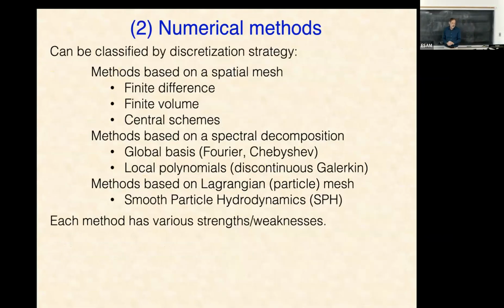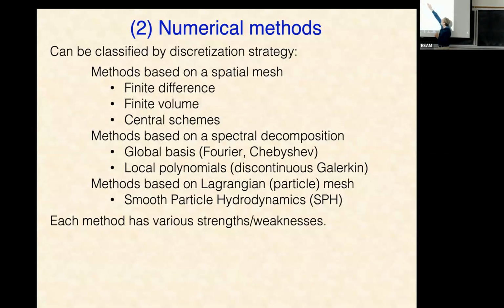So what kind of methods do we use? Well, there are many possible. An incomplete list would be based on their discretization. You can have methods based on a spatial mesh, like finite difference methods, finite volume methods, so-called central schemes. You can have methods based on a spectral decomposition, either through global decompositions like Fourier transforms or Chebyshev polynomials, or through local polynomials such as discontinuous Galerkin methods, which are becoming quite popular. Or you can have methods based on a Lagrangian discretization, for example, in astrophysics, so-called smoothed particle hydrodynamics, where you use particles to discretize the equations rather than a spatial mesh. And there are also complicated mixtures of these methods.